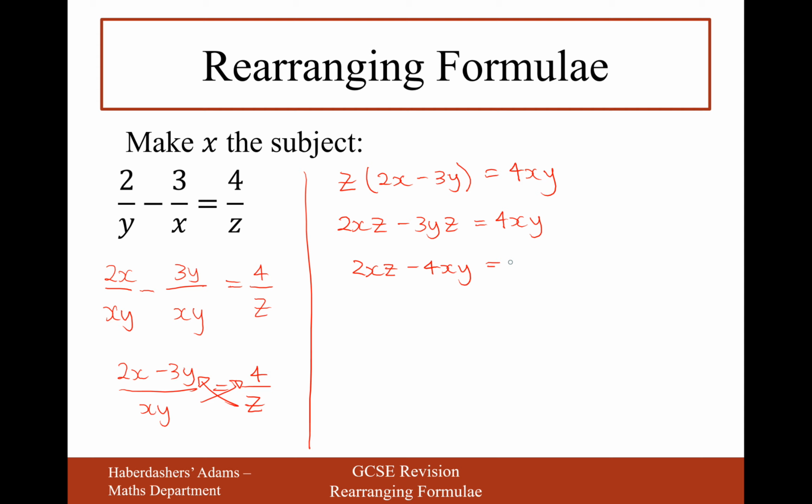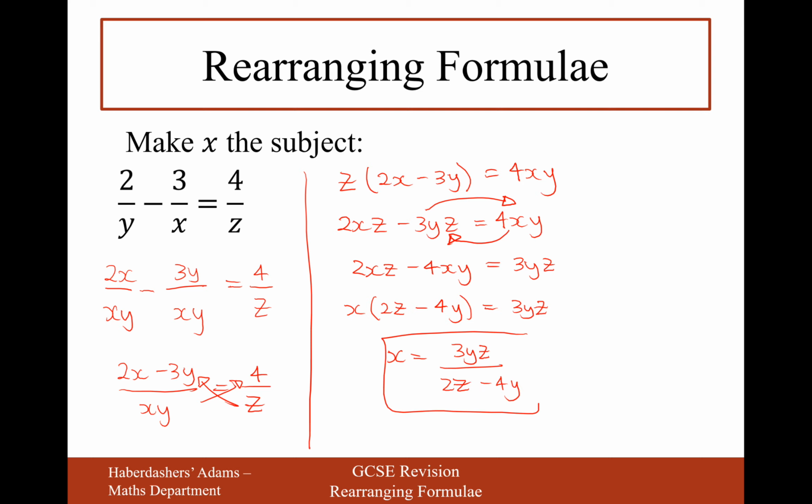2xz equals 4xy plus 3yz. So this thing got moved onto that side by adding it, and this thing got moved onto this side by subtracting it. Then I'll factorize out the x, so it's going to be x times 2z minus 4y equals 3yz. Then I'll divide by what's inside the brackets, that's going to be x equals 3yz divided by 2z minus 4y. And there we are, that's the answer to this question.